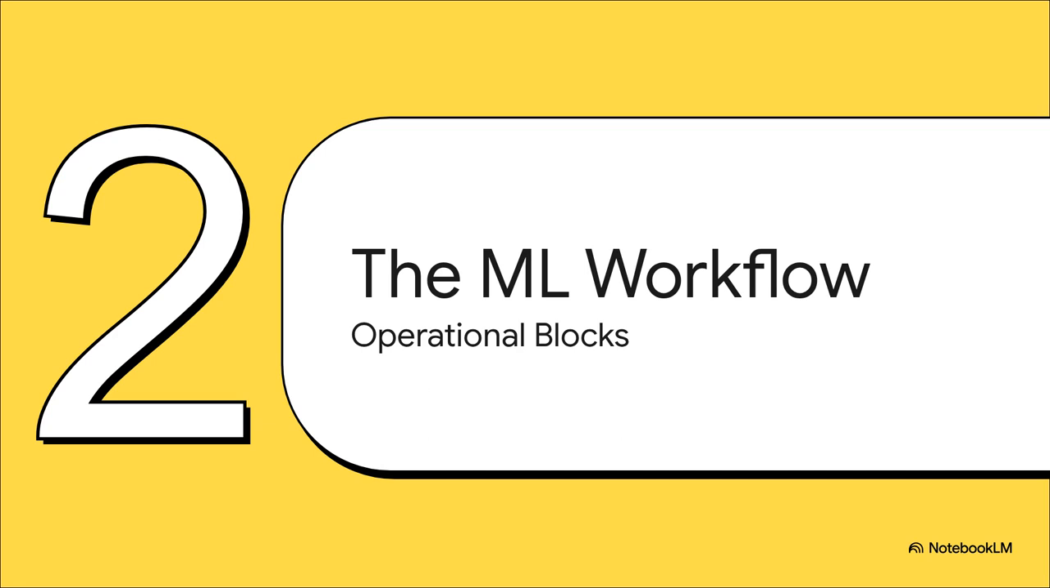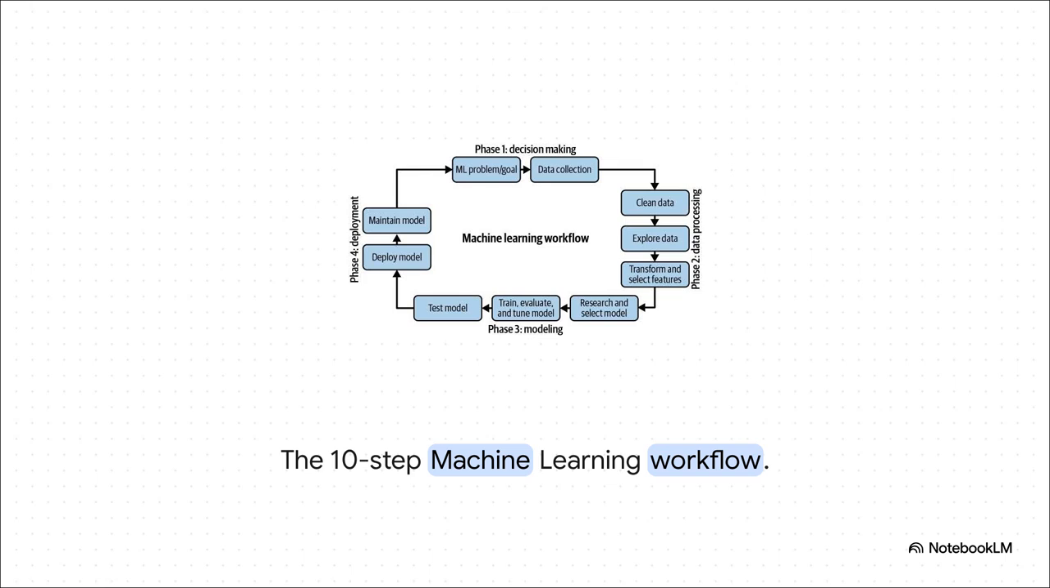Moving right along to section 2, the ML workflow, the operational blocks. With our problem clearly defined, we move into the actual execution pipeline. Now, the enterprise ML workflow is not a straight line. Not at all. It is a complete 10-step loop. Your data collection feeds right into data processing, which flows into modeling, then testing, and eventually deploying and maintaining the model. Because once a model is live and capturing new data, well, that data feeds right back into the pipeline to start the cycle all over again.